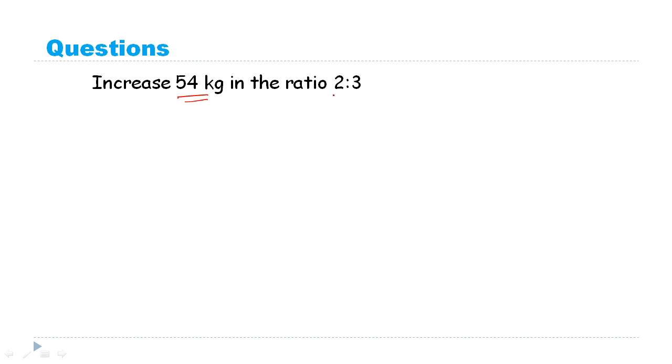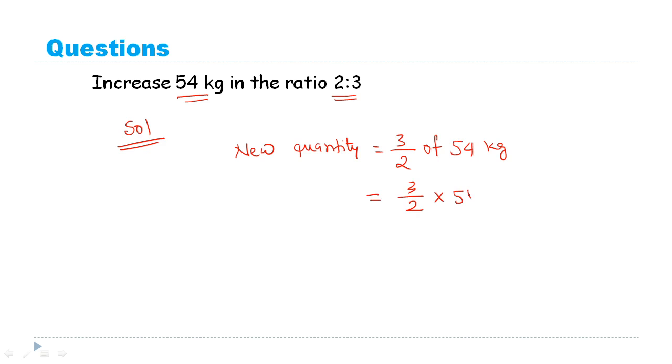And we have got the question. Increase 54 kg in the ratio 2:3. Okay, try to understand this solution. The new quantity will be what? Here the ratio is 2:3. We will write it in the reverse way, that means the reciprocal. So we will write 3/2 of the original quantity. The original quantity was 54 kg. And in the next step, 3/2 of means what? Multiplication, 54 kg. If you do this calculation, 2 twos are 54... 27 times 3 is 81. So the answer is 81 kg. Increase 54 kg in the ratio 2:3, the answer will be 81 kg.